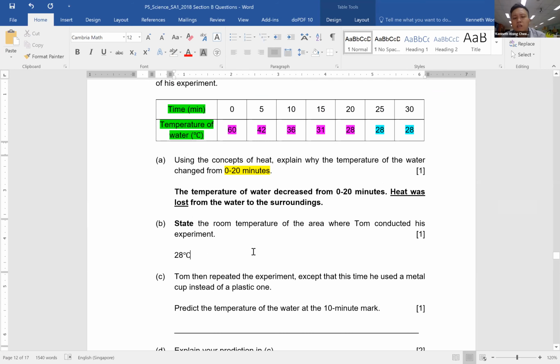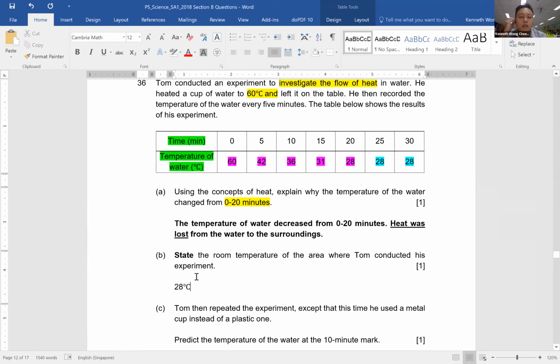Other than that, I don't think there are any other issues. Maybe I want to explain why 28 degrees Celsius is the room temperature. Suppose the next question is explain why. Because the last 3 boxes are the same. So you're saying that the temperature of the water remained the same at 28 degrees Celsius for the last 10 minutes. But that doesn't explain why that is the room temperature.